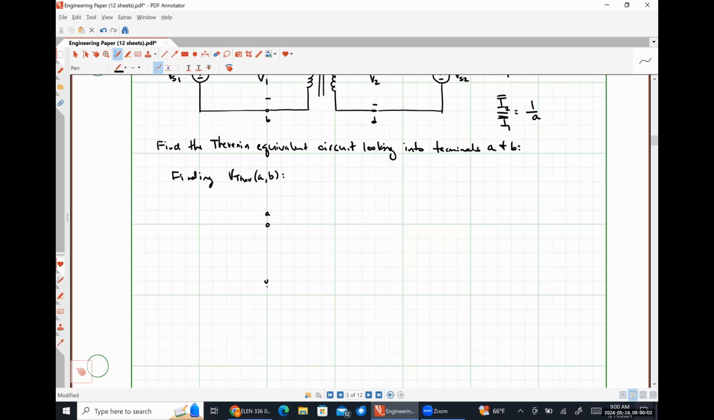Here's A, here's B, here's the voltage V1, here's I1, here's C, here's D, here's the voltage V2, current I2, here's Z2, here's VS2.